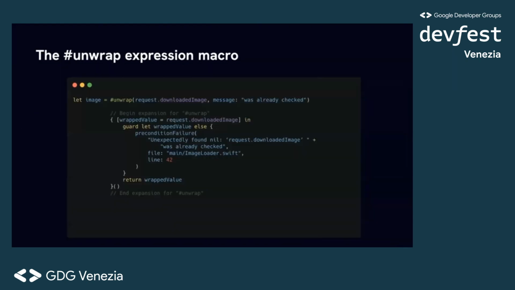Let's see the unwrap expression macro. It's freestanding, as you know. It replaces the declaration. It's not attaching anything. With this one, it's unwrapping the image, and you can see let wrapValue, else preconditionFailure, and return wrapValue. If you do it in your Swift code, it will not be at compile time actually. It will be at runtime. But with Swift macros, the compiler will give an error if this image is nil.